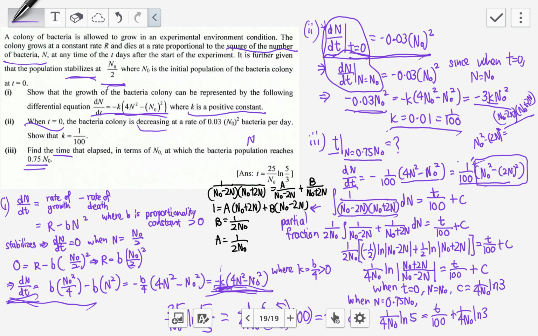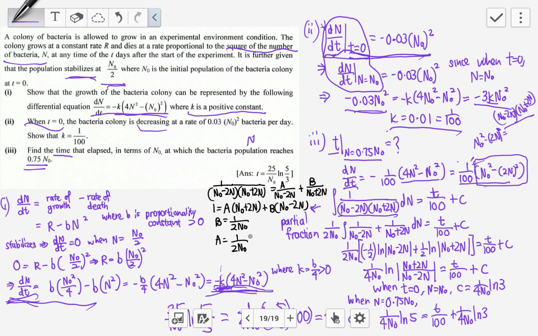The same method can be used to find B. I just let N become minus N0 over 2. Then the A term disappears, and minus N0 over 2 here becomes 2N0 B. So B equals 1 over 2N0. Then I just substitute this back into here, and I have the equation.